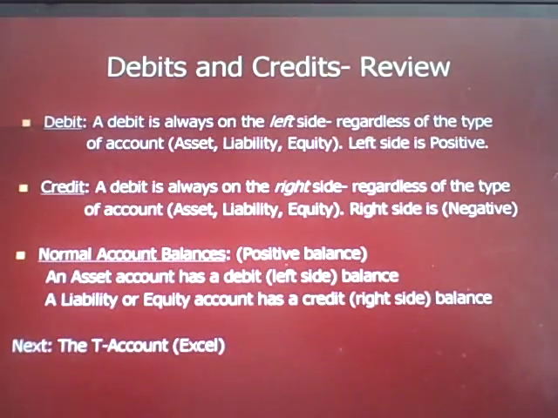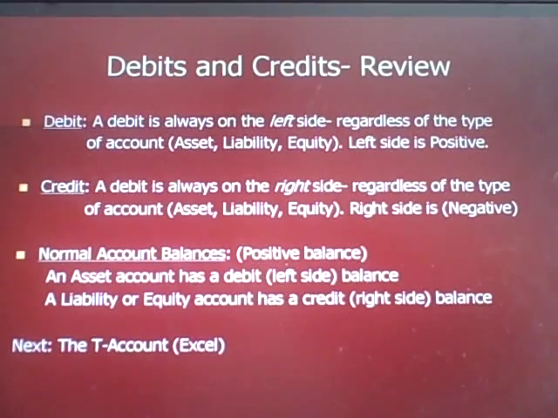Let's do a review of debits and credits first of all. A debit's always on the left-hand side regardless of the type of account: asset, liability, equity. The left side is positive. A credit is always on the right-hand side. There's a typo there. It should say credit. Regardless of the type of account, asset, liability, equity, the right side is negative. So a common problem is tying asset, liability, equity as always a debit or always a credit. Debit is left, credit is right.